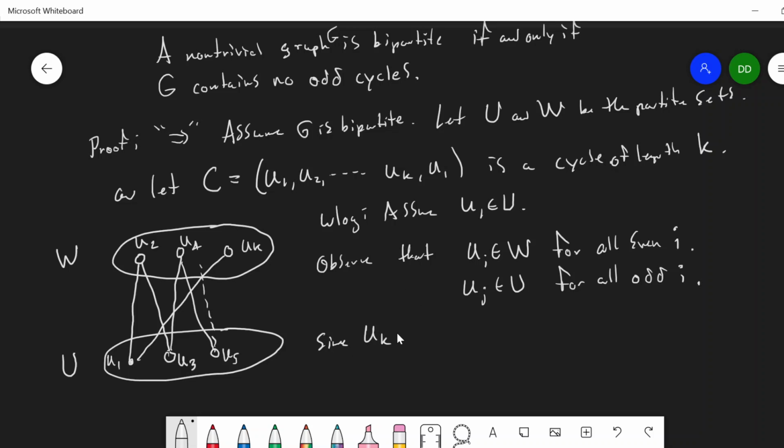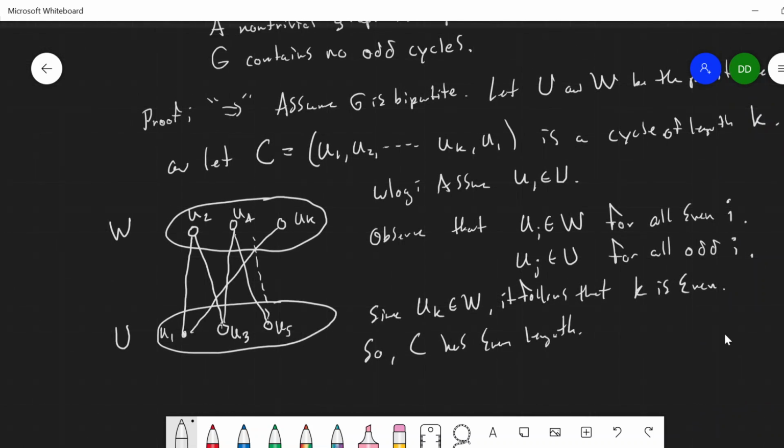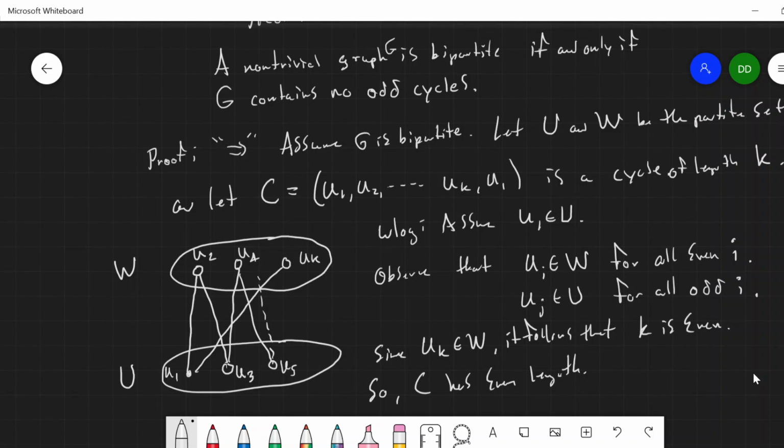Since UK must be in W, it follows that K is even. And that's what I wanted to show, right? This is a cycle of length K. This last index K has to be even, therefore the cycle is of even length. So C has even length. And since C was just an arbitrary cycle, any cycle must be of even length. So that proves the forward direction.